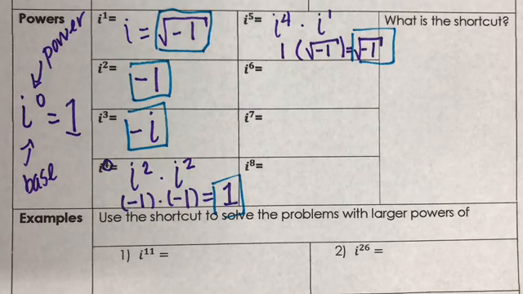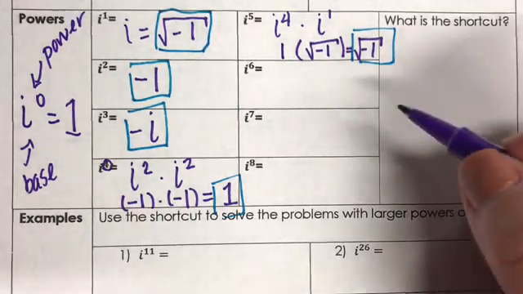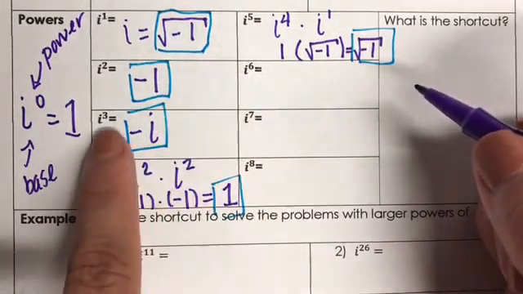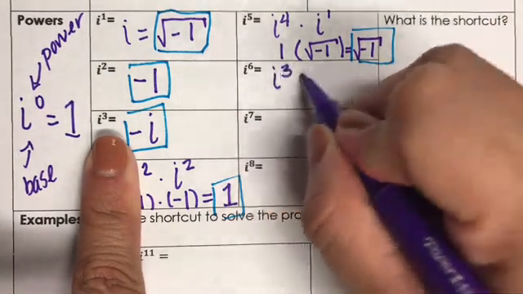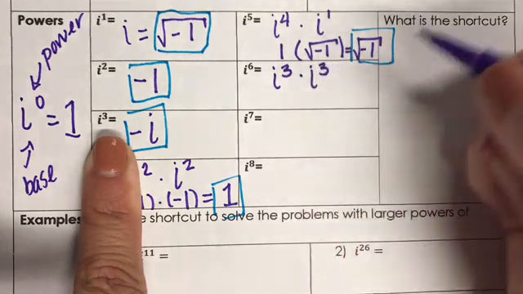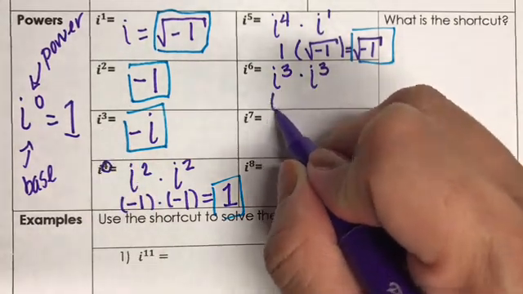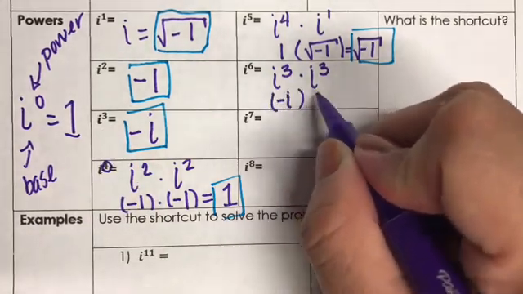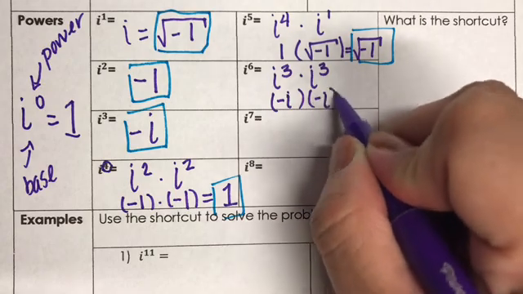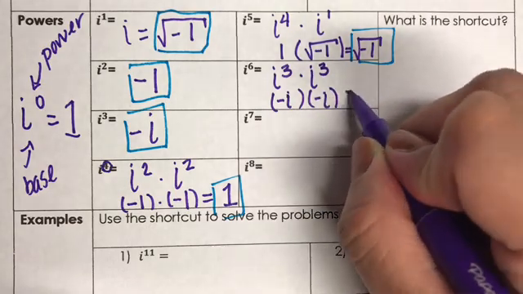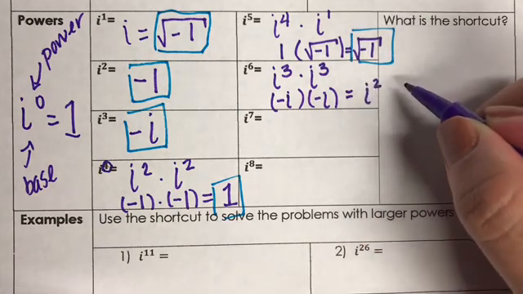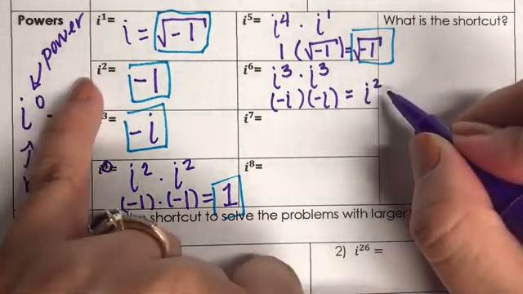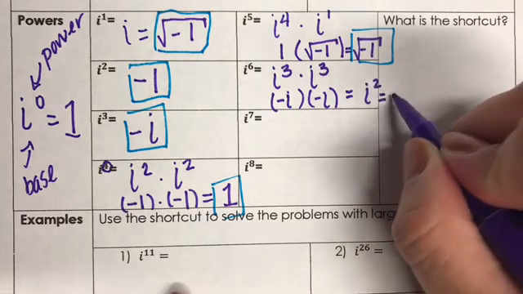i to the sixth, I can say, is i to the third times i to the third. So that's going to be negative i times negative i. And that's going to be i squared. So i squared is going to be negative 1.